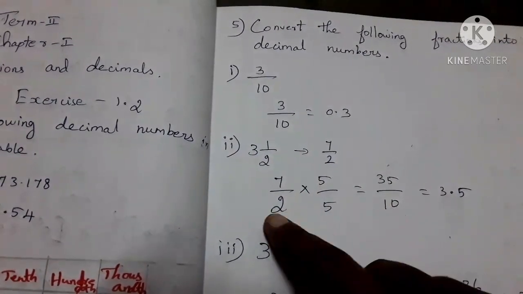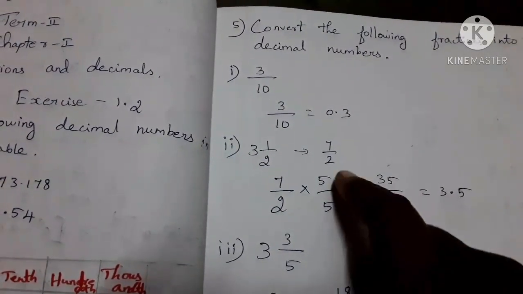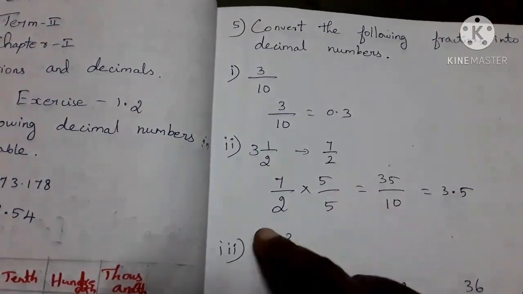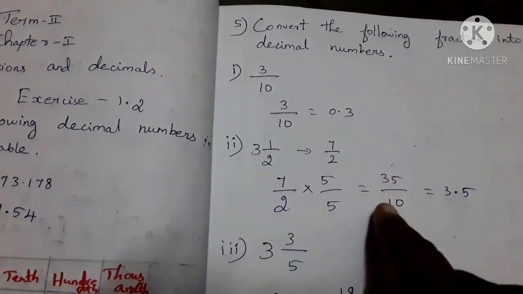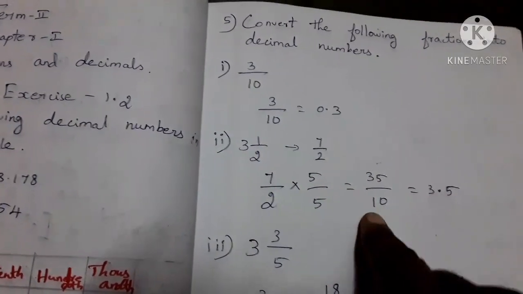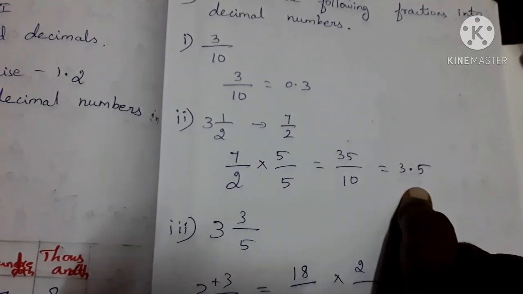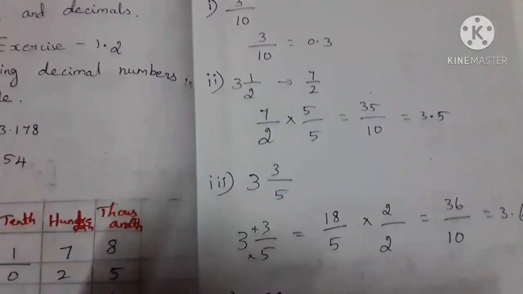Next, what number you multiply by the denominator, the same number you multiply the numerator. So 2 5s are 10, 7 5s are 35. Now it is 35 by 10. Now we can easily write in decimal, it is 3.5.